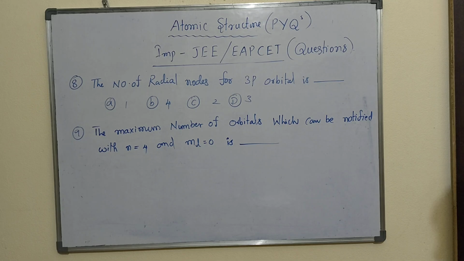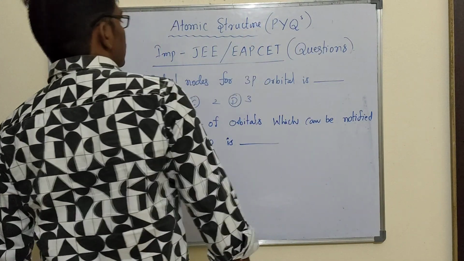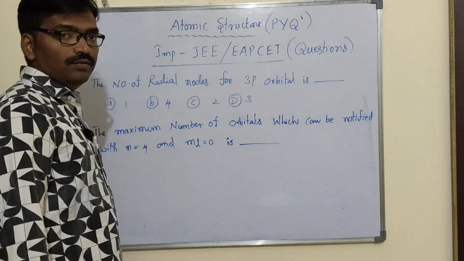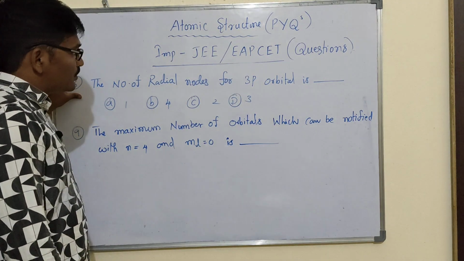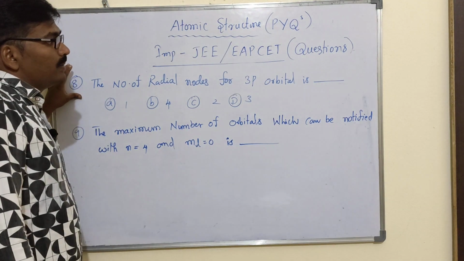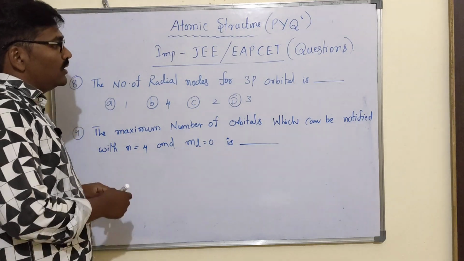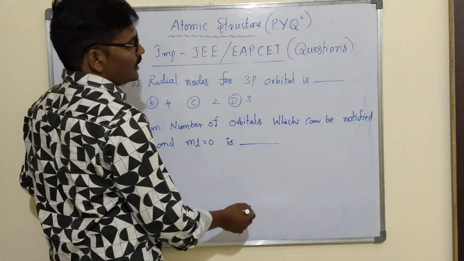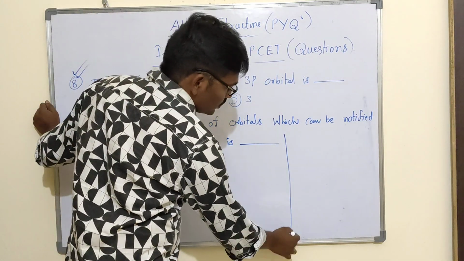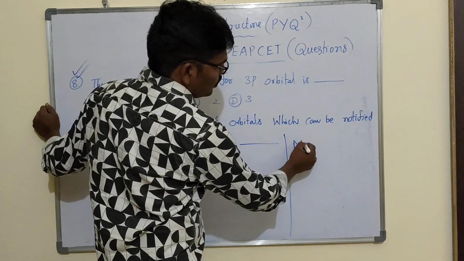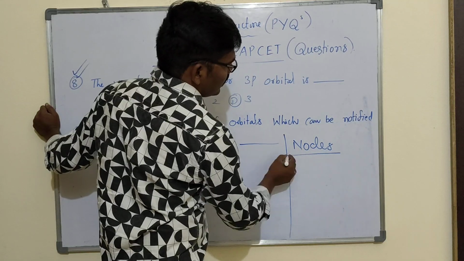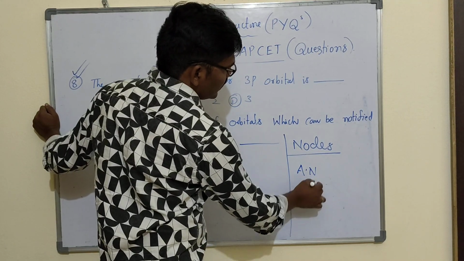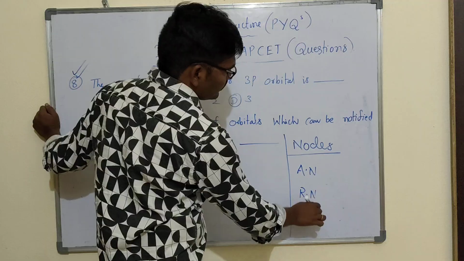Yes, look, my dear students, here two more previous year questions are there from JEE Mains itself. So the first question is based on the radial nodes. Look at question number 8, radial nodes. There are two types of nodes: angular nodes as well as radial nodes.